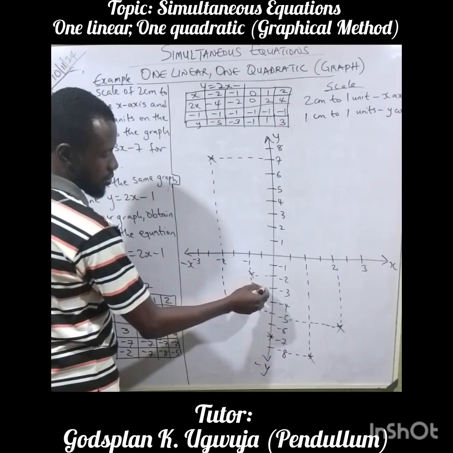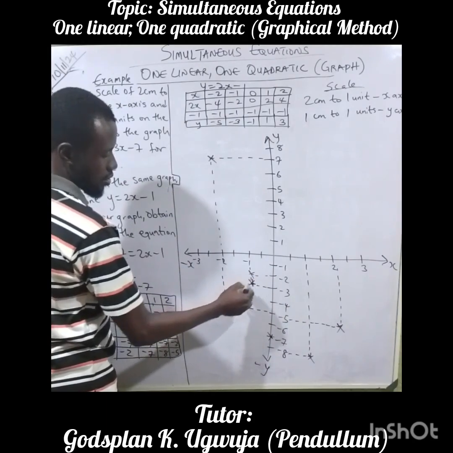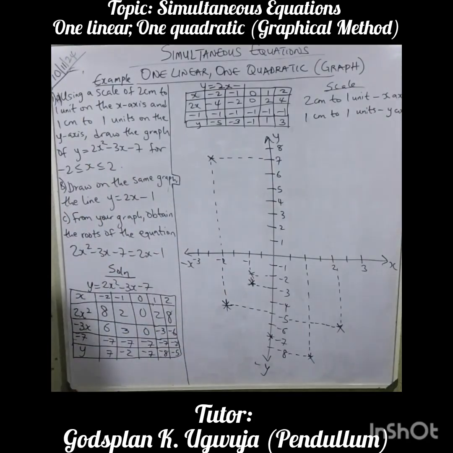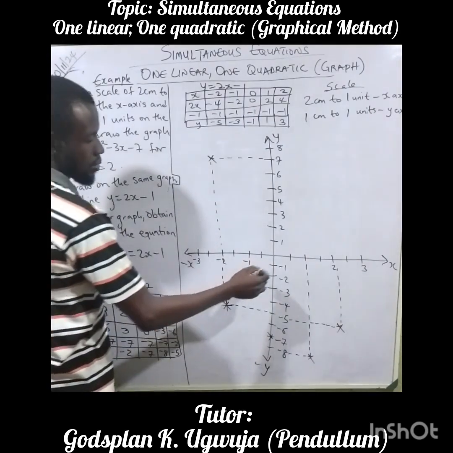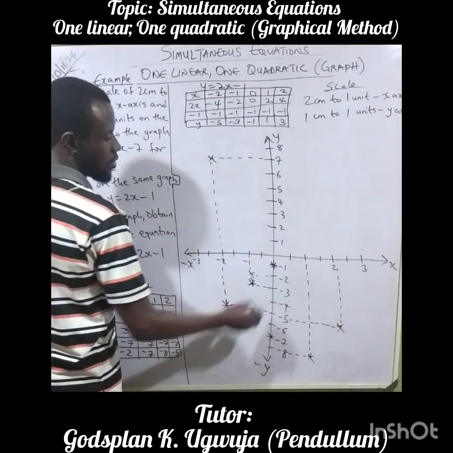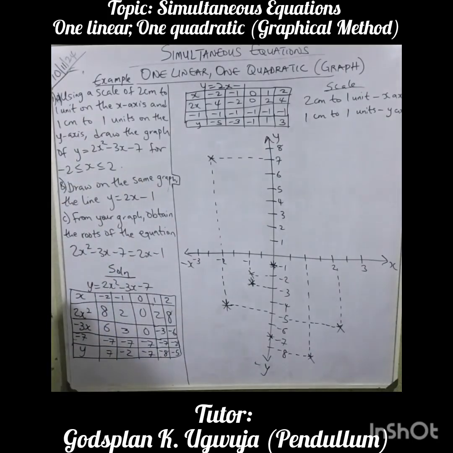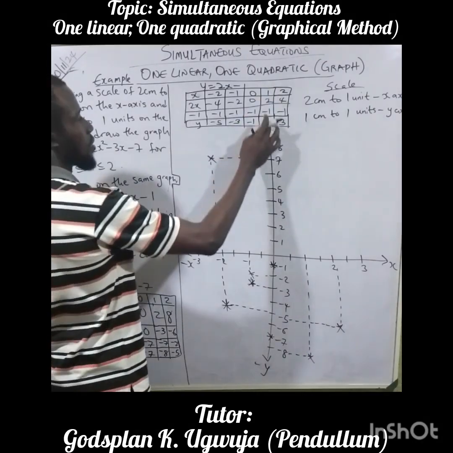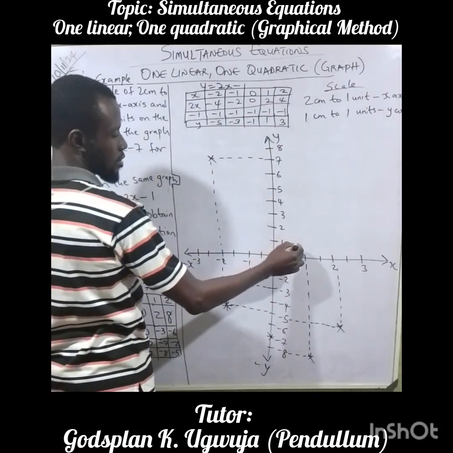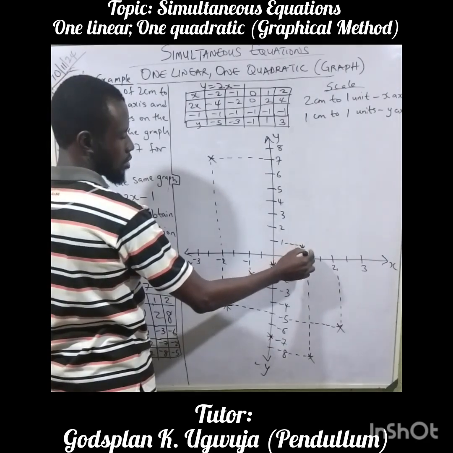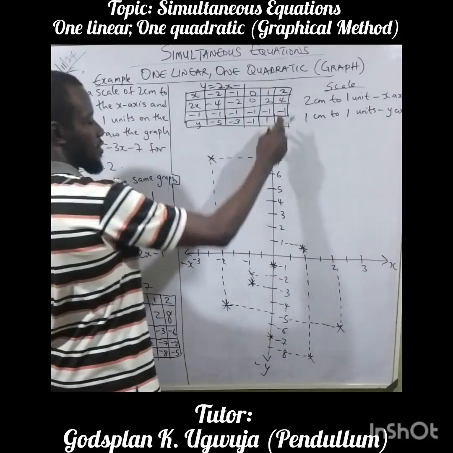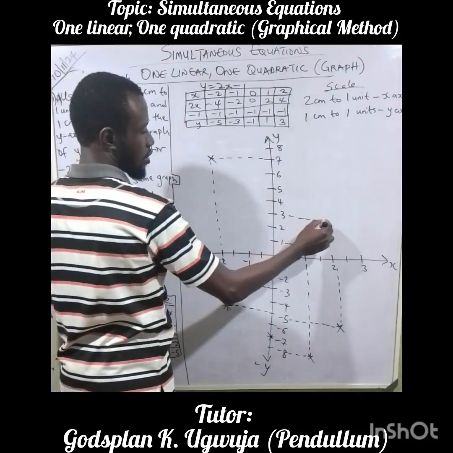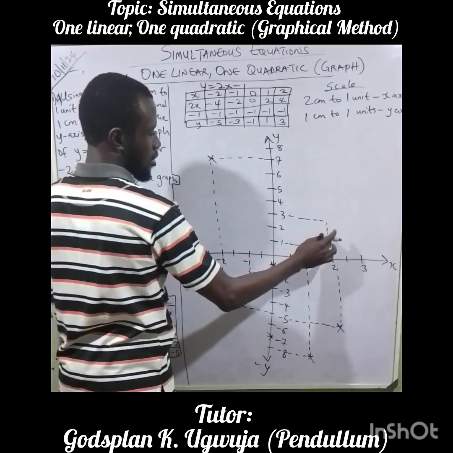So that just comes a bit here. When x is 0, y is minus 1. So that's this. When x is 1, y is 1. So that's this. And when x is 2, y is 3. So that is this.